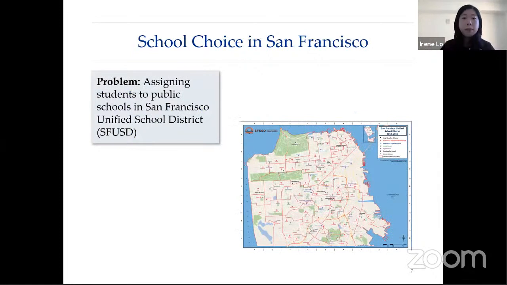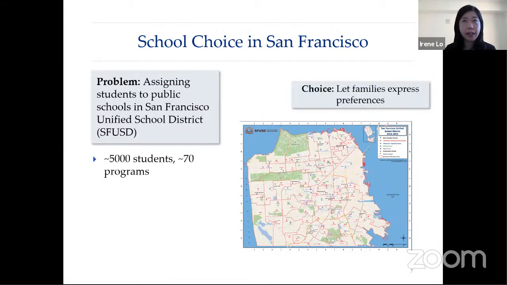But to make things more concrete, here is the example of school choice in San Francisco. Our problem here is we want to assign students to public schools in the San Francisco Unified School District. Here is a map of the city of San Francisco, and you can see the red dots are the elementary schools. There are a lot of schools and a lot of students: about 5,000 students per year applying to over 70 programs. Here, one of the goals is to let families express their preferences through choice.